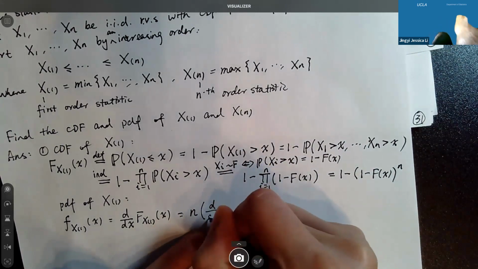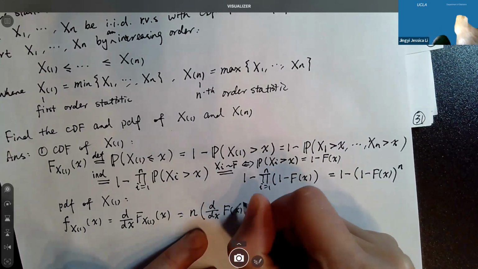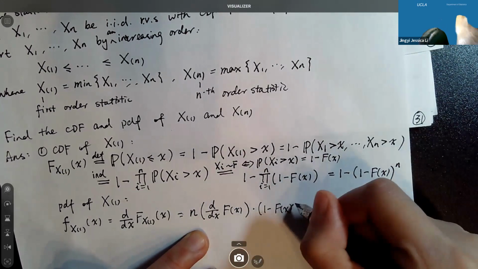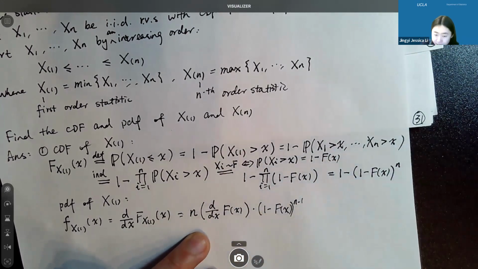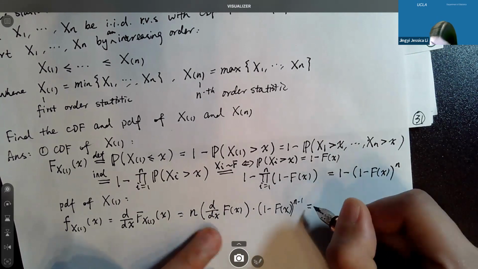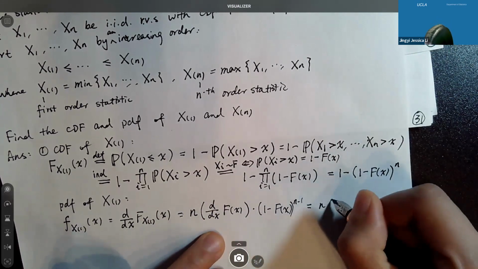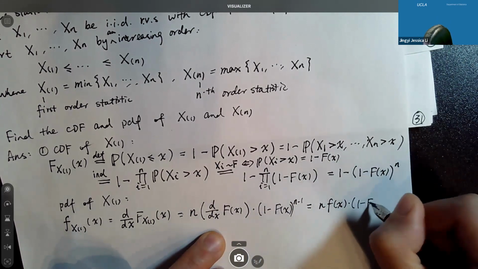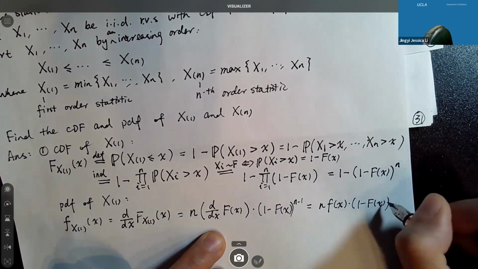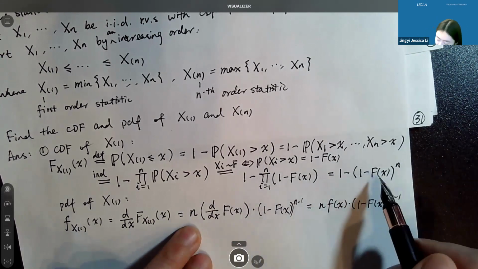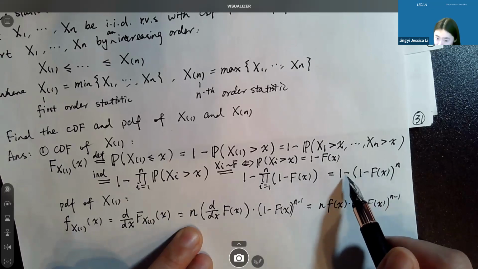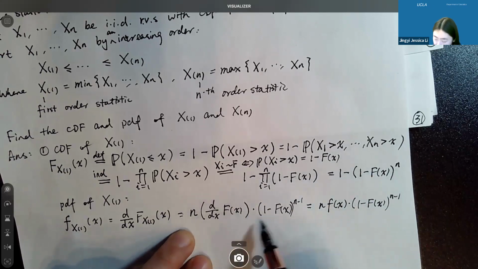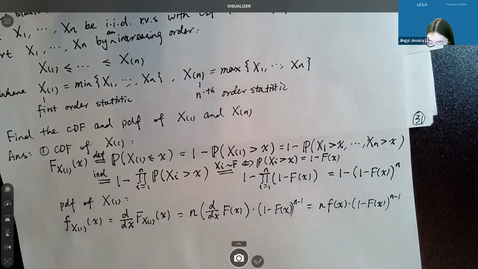For clarity, n times d/dx F(x) times (1 minus F(x)) raised to the power n minus 1. Okay, I'm getting this by the chain rule. And d/dx F(x) is equal to the small f. So n times small f(x) times (1 minus F(x)) to the power n minus 1. And note that when I apply the chain rule, I would have a negative sign, and the negative sign comes out of the negative F. So these two negative signs cancel. That's why I don't have a negative sign here anymore.